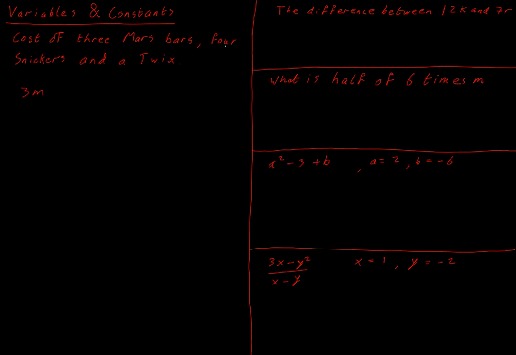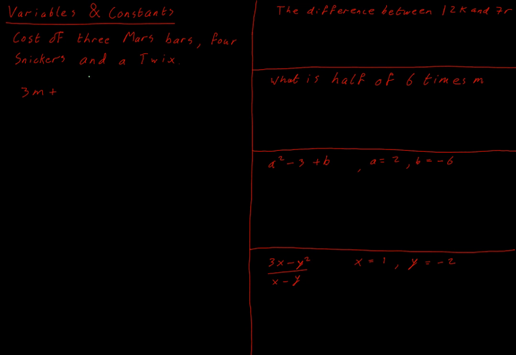And I want to know the cost not only of the 3 Mars bars, I want to know the cost of 4 Snickers as well. Well, how do we do as well in mathematics? We'd add those things together. If we wanted to know 3 Mars bars, 4 Snickers and a Twix, we'd have the cost of this plus the cost of this plus the cost of this. So we would add them together.